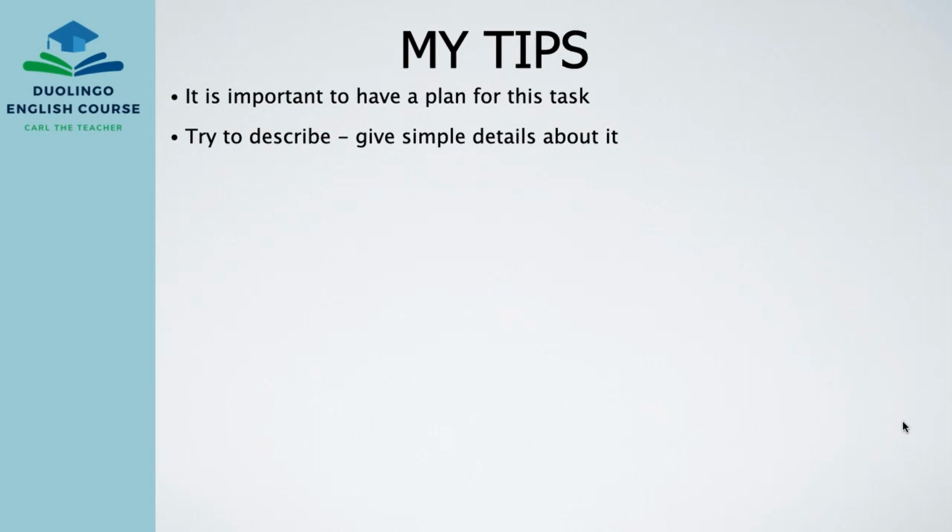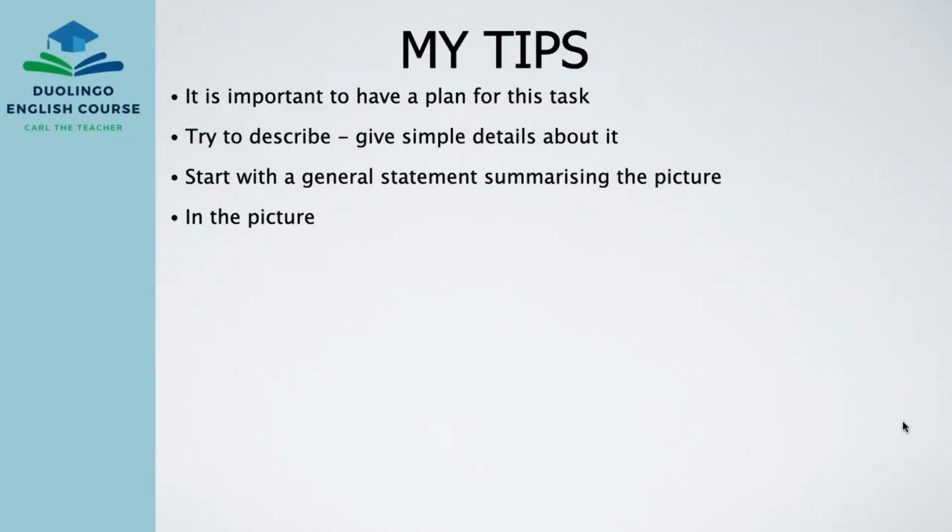Obviously, as it asks you to, try to describe, give some simple details about it. Start with a general statement summarizing the picture. So when you get the picture in front of you, just sort of see if you can think in one sentence how to say what the picture is about. Here's how I would do it. I would say something like, in the picture, there is a man playing, a man singing, a dog barking.